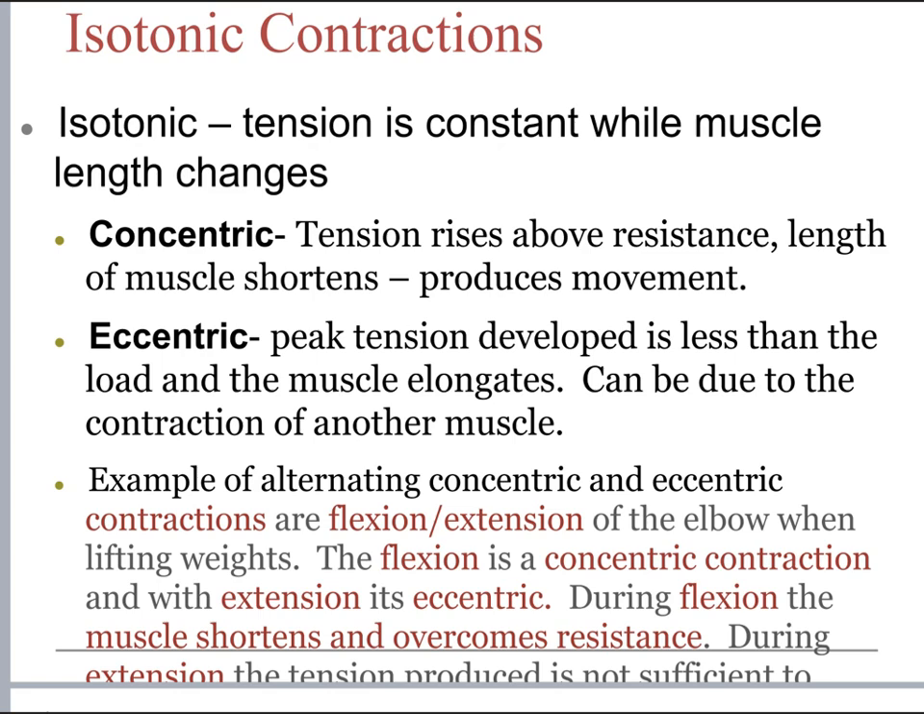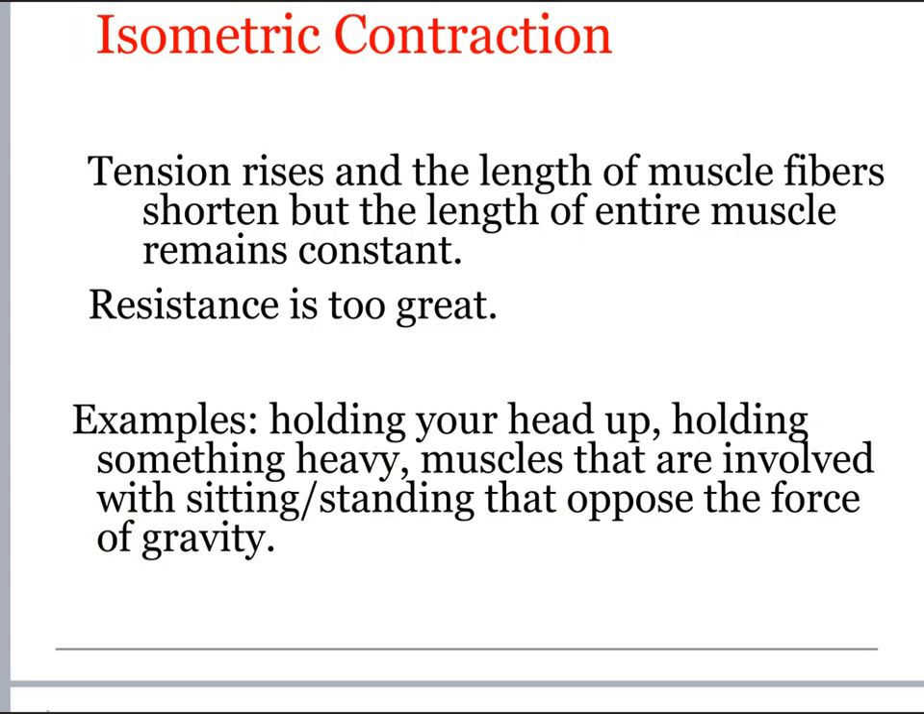So during flexion, the muscle shortens and overcomes the resistance. During extension, the tension produced is not sufficient to overcome the force of gravity, but it controls the speed of the movement. The eccentric contraction allows for precise control. Isometric contraction: tension rises and the muscle fibers shorten, but the length of the entire muscle remains constant. This is because resistance is too great. Examples would be holding your head up, or holding something heavy like a book or rock straight out in front of you with your arm.